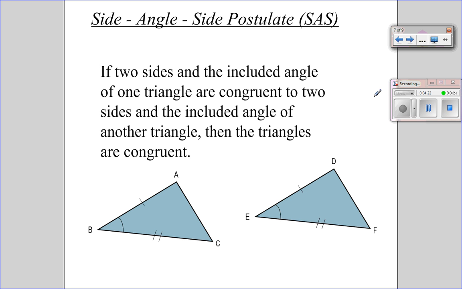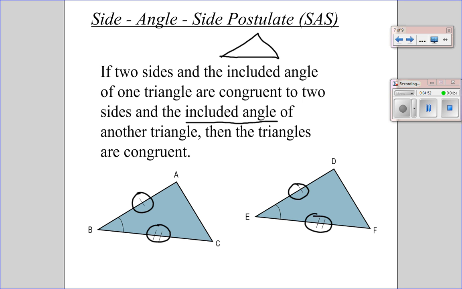All right, our second postulate in this video is side, angle, side. This says if 2 sides and the included angle of one triangle are congruent to 2 sides and the included angle of another triangle, then the triangles are congruent. In other words, if I have 2 triangles and I can match up a side, another side, and the angle in between them, then they're congruent. That included angle part is the part that's going to confuse you the most. Make sure you realize that that angle is between the 2 sides.